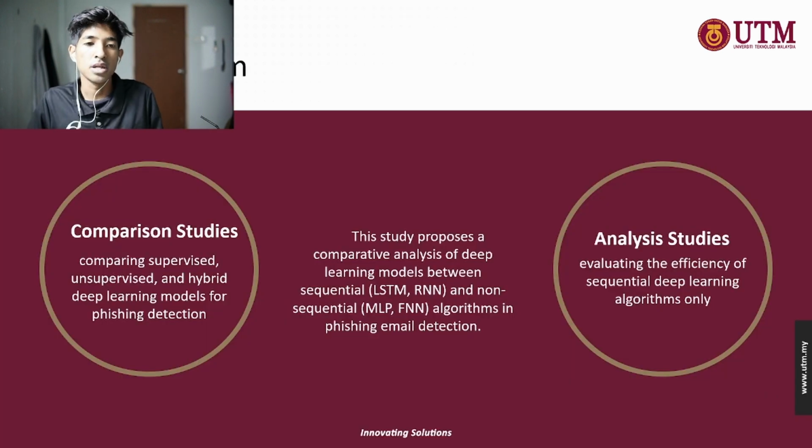Now, what is the research aim? Most of the research that's been done when it comes to phishing focused more on the comparison study between, let's say, supervised, unsupervised, or hybrid deep learning models. Or maybe they just focus on one specific model, like CNN or LSTM, and they just try to analyze the performance of that model when it comes to detecting phishing email. But there remains a gap when it comes to understanding the comparative analysis between two deep learning model types, sequential and non-sequential model, especially when it comes to phishing detection.